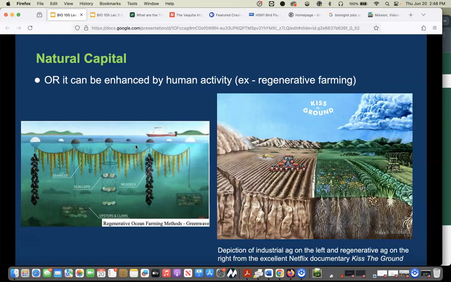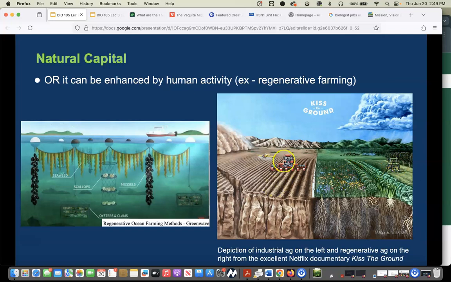It's a primary producer. We also may put in some bivalves like mussels and clams or scallops. And these organisms actually filter the water. They feed on some of the organic materials in the water and filter that water. So they actually provide the ecosystem service of cleaning the water. So again, by doing some of this regenerative or restorative ocean farming, we can actually enhance our natural capital in this area. And you can see the same thing can happen with agricultural practices on land.